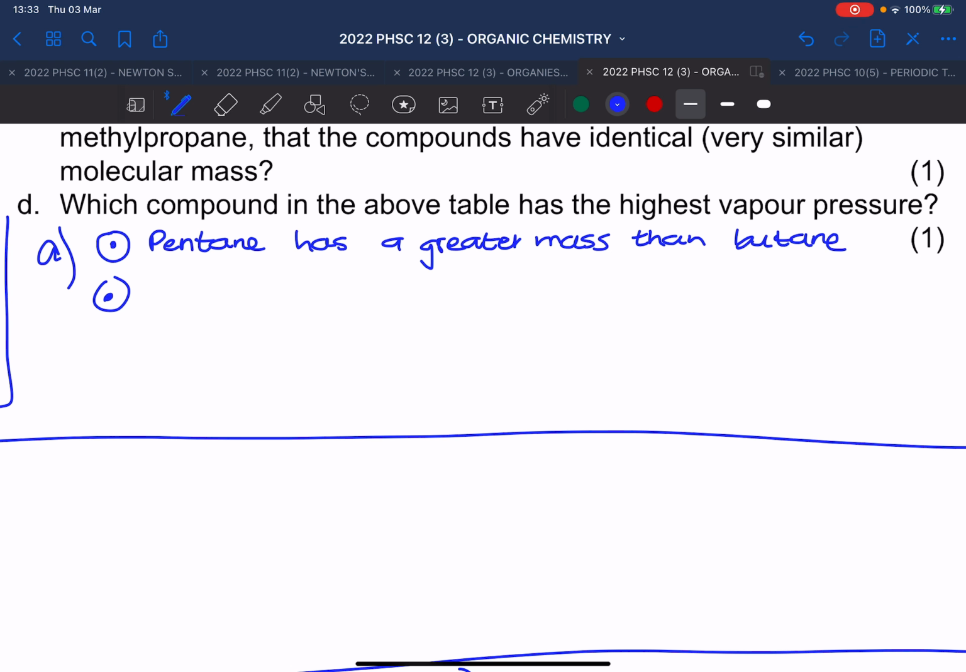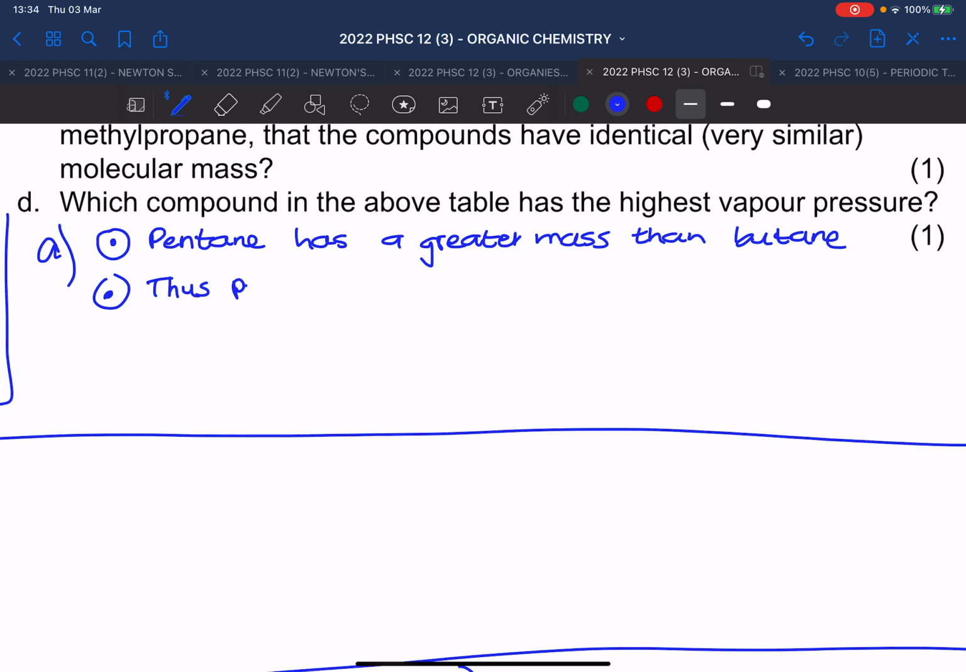Then the second one, I must refer to the strength of the intermolecular forces. Which one will have a bigger or stronger intermolecular force? Pentane. So, thus pentane will have stronger intermolecular forces than butane. Okay, now you don't have to mention this, but it will be good.